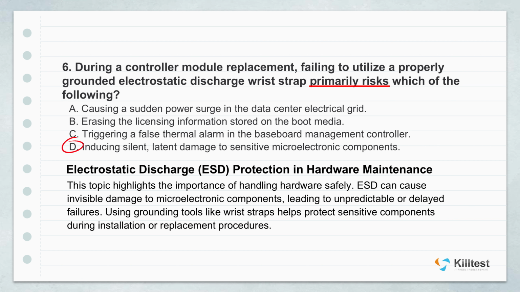That is wild. The physics of static discharge on microchips is brutal, so clearly option A is absurd. A static shock from a human is high voltage, but practically zero current. It cannot cause a surge in a massive data center electrical grid. And option B is incorrect because static electricity doesn't surgically target and erase software licenses. Option C, triggering a false thermal alarm, is totally unrelated to the physical silicon damage caused by ESD. So static is an invisible threat.